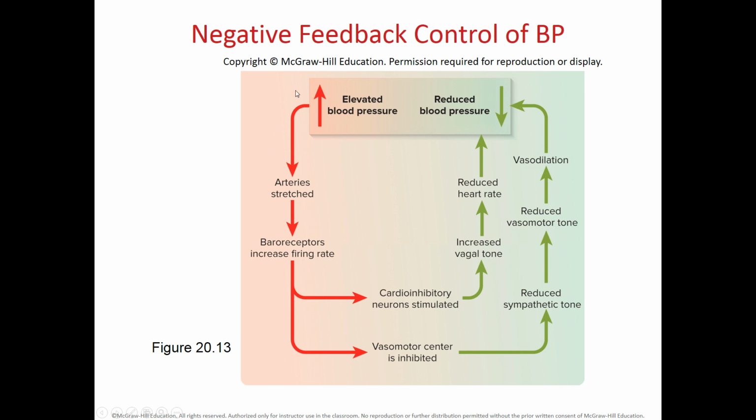So when you have increased blood pressure, your arteries become stretched, your baroreceptors increase the firing rate, and you will inhibit your vasomotor center, but you stimulate your cardioinhibitory center. So that will increase the vagus nerve activity, reduce the heart rate, and reduce the blood pressure. And when you inhibit your vasomotor center, you will reduce the sympathetic tone, so you have less vasoconstriction, and you have vasodilation, and you decrease your blood pressure.